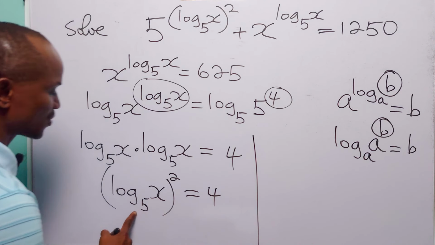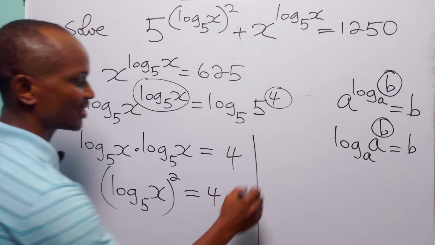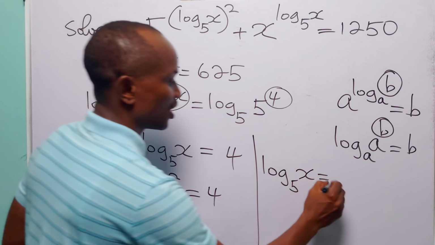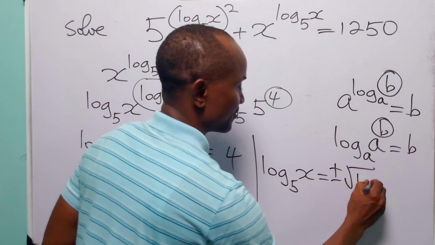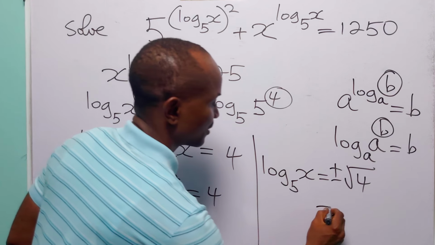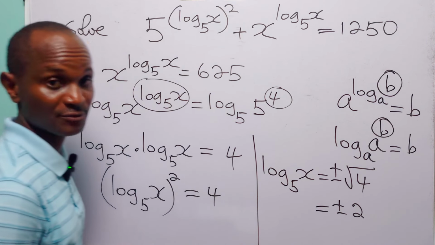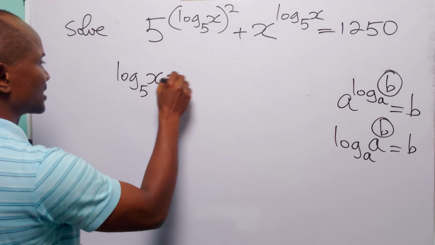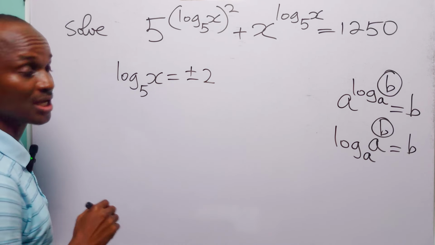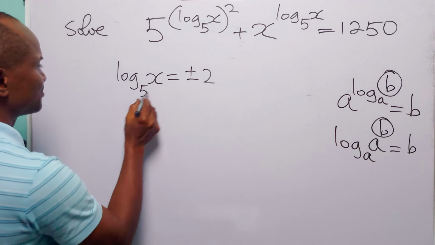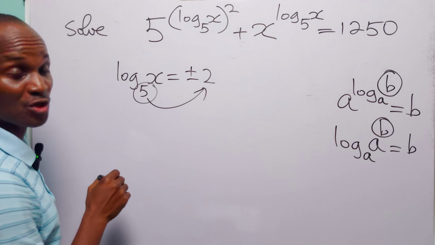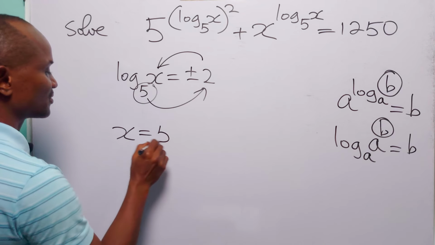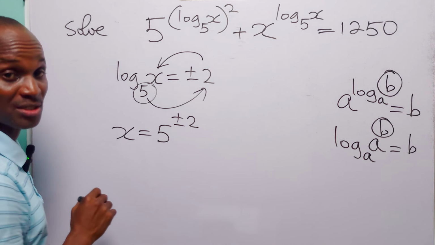And of course, when we take the square root of both sides of this equation, we have that log to base 5 of x is equal to plus or minus the square root of 4, which is equal to plus or minus 2. So we have that log to base 5 of x is equal to plus or minus 2. And of course, you know that this simply means that 5 to the power plus or minus 2 is equal to x. So we have that x is equal to 5 to the power plus or minus 2.